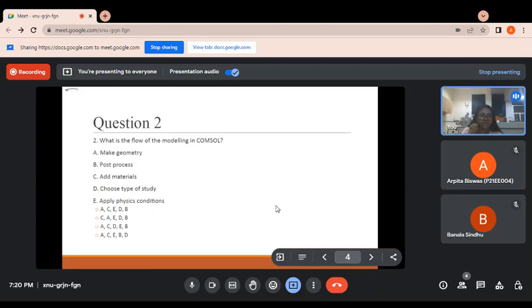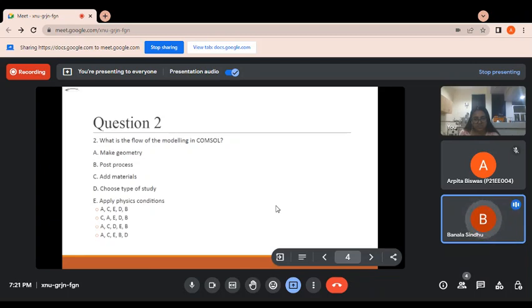So what is the right process flow? Try to guess the answer. Banala Sindhu, please try to guess the answer. Ma'am, option A, ma'am. Okay. Can you explain why option A? First we make the geometry, ma'am, and then add material, ma'am. Next, I don't know, ma'am.